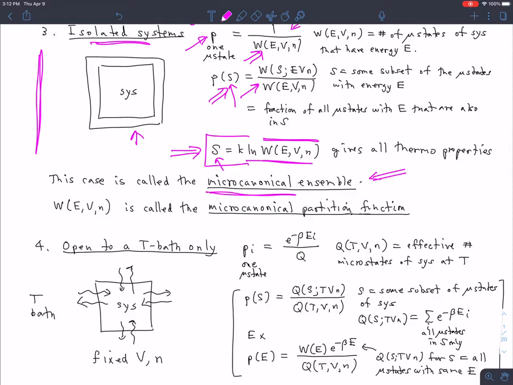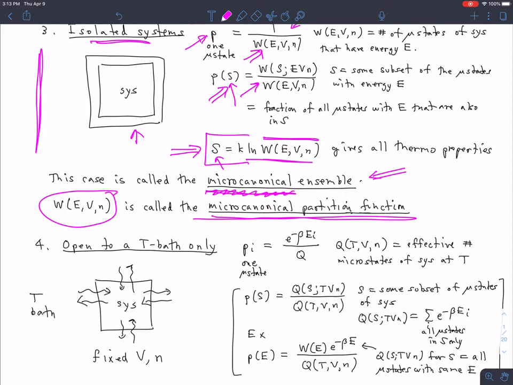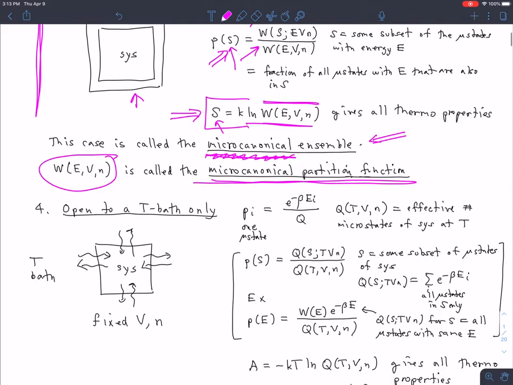The book talks about ensembles of various types. I don't think they use the term microcanonical ensemble, but anyway, in other books and in the wider literature, this situation is called the microcanonical ensemble. And W itself is called the microcanonical partition function. We saw before that Q is called the canonical partition function. Well, W is called the microcanonical partition function.